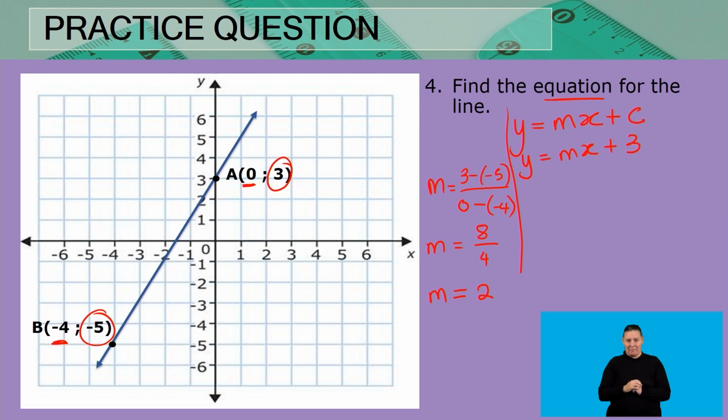Now that's the gradient that we need to go and complete our equation. So y is equal to 2, which is the gradient that we just calculated, 2x plus 3. And remember that plus 3 comes from the y-intercept. As we can see, our linear graph is intersecting our y-axis at the value of y equals 3. And that is the equation of that line.